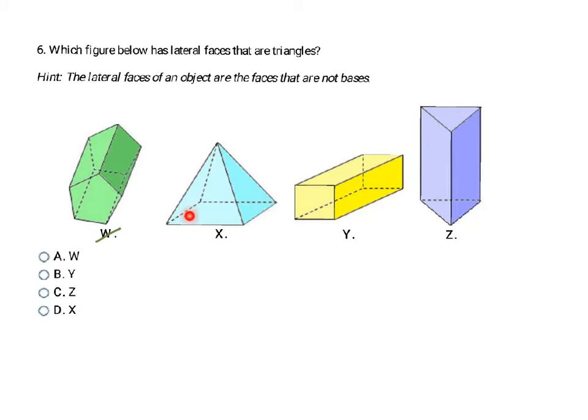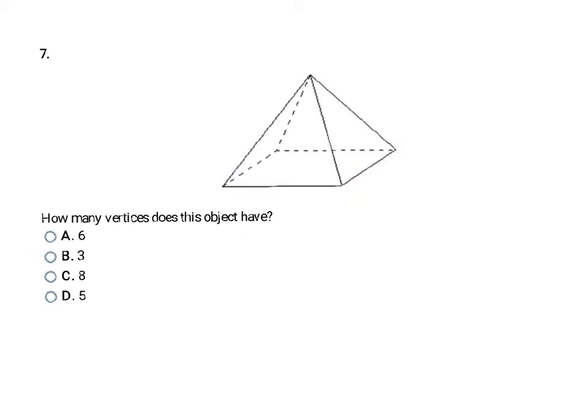X, in a pyramid, your base is that shape on the bottom that the triangles come off of and meet at a point. So here, my base is a square and my lateral faces are triangles. So it could be X, but let's go ahead and check all the rest. I mean, Y has no triangles in it whatsoever, so it can't be Y. And then Z, my bases are the triangles and my lateral faces are the rectangles, so it's not going to be Z. So my final answer here is going to be X, which is choice D.